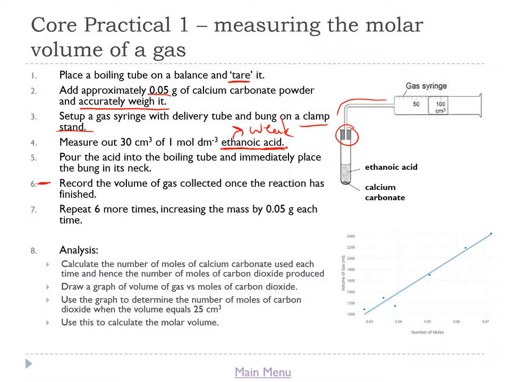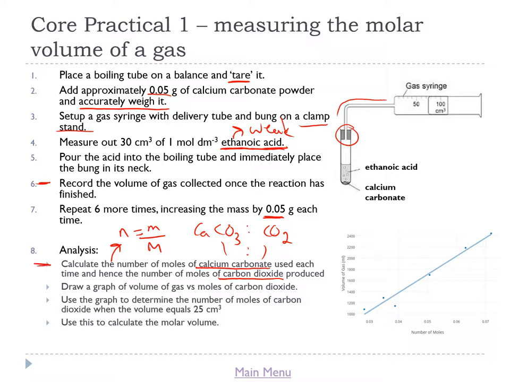Then we're going to repeat that 6 more times, increasing the mass by 0.05 grams each time. Now what we need to do then is to calculate the number of moles of calcium carbonate used each time. Remember, we can do that using the equation number of moles equals mass over molar mass. And then we're going to use a mole ratio problem to work out the number of moles of carbon dioxide. Now, the moles of carbon dioxide to calcium carbonate in this equation, CaCO3 to CO2, is 1 to 1. So whatever number of moles of calcium carbonate you work out each time is also the number of moles of carbon dioxide.